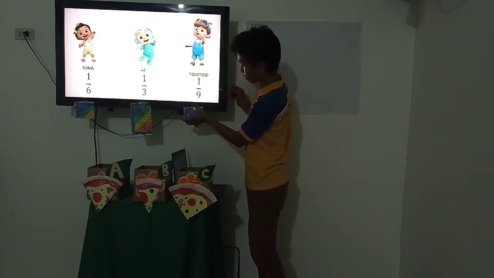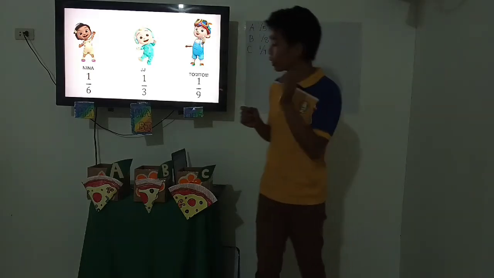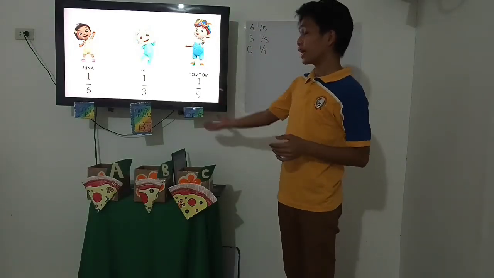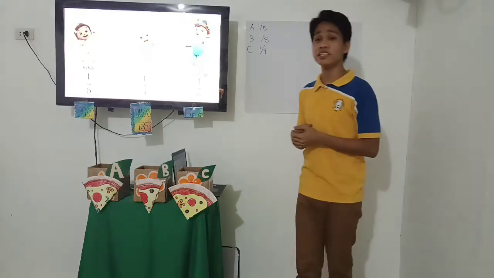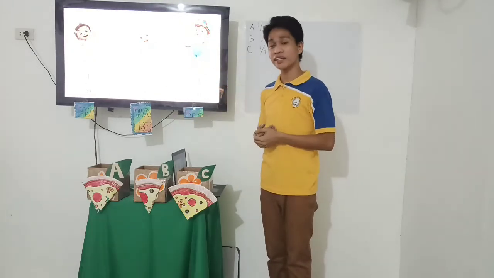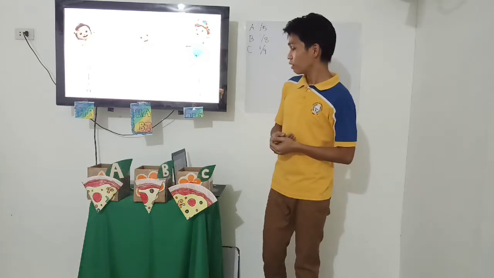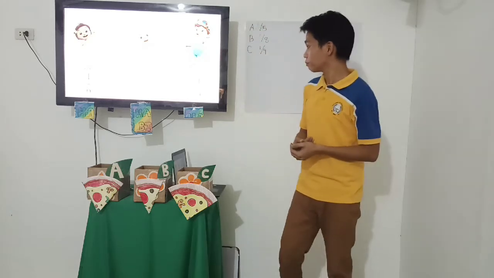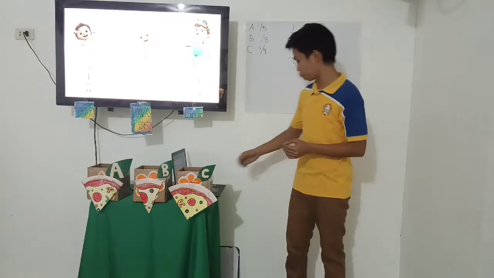Now, looking at our cake cut out, who ate the biggest piece? JJ ate the biggest piece. Okay, very good. Now let's have another example.